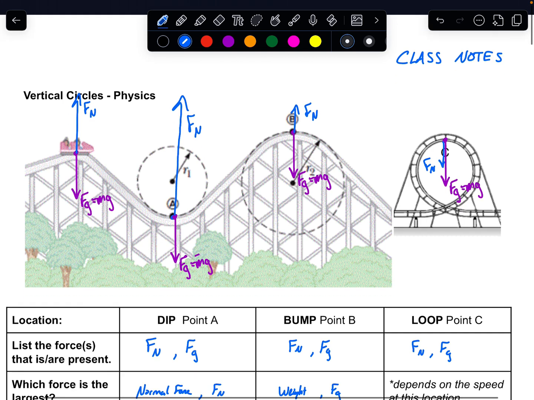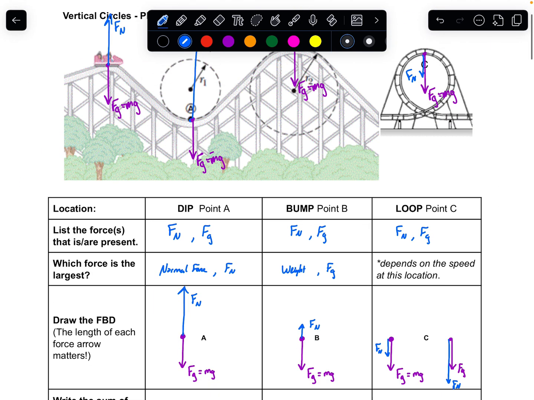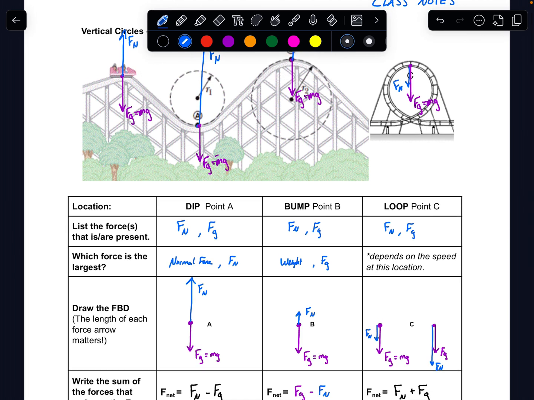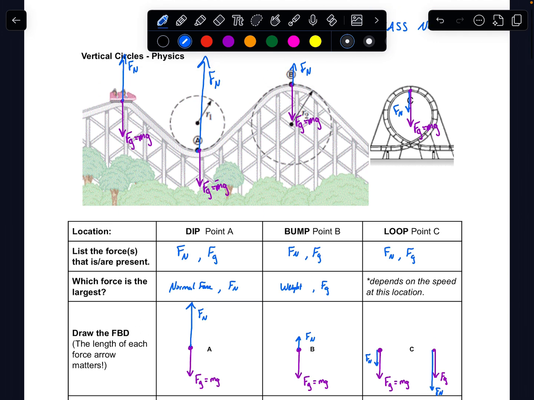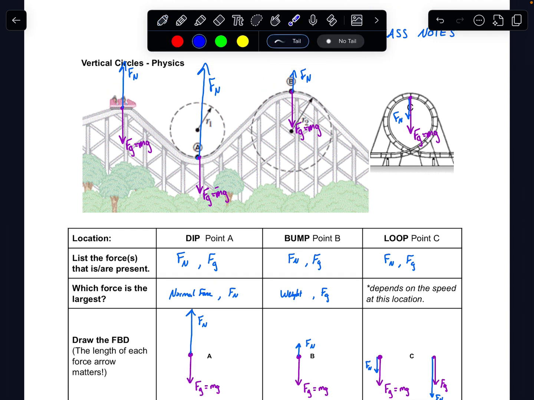All right, so let's take a look at this a little bit more and fill in our charts. I know that I have different forces present, normal force and gravity, in each of the cases. In order to maintain circular motion in this dip area, I need a bigger normal force, because when I combine that with the weight force, I need a net force directed towards the center. So my normal force must win in this case. If I'm going over the curve, I need a smaller normal force, and the weight's going to win.